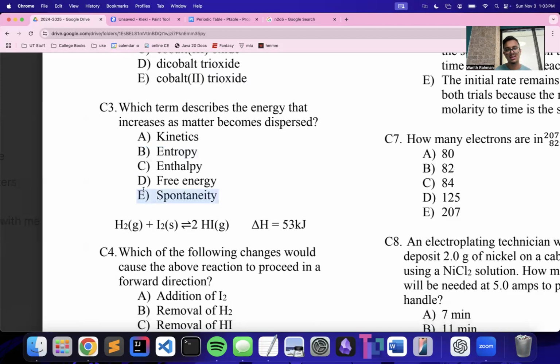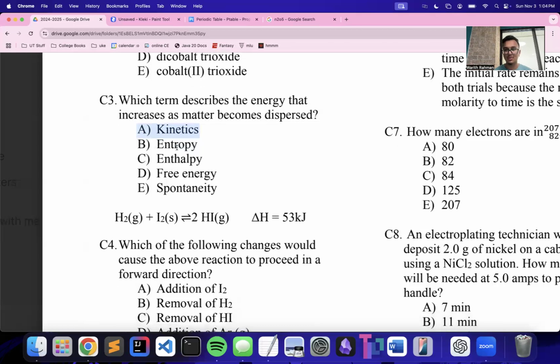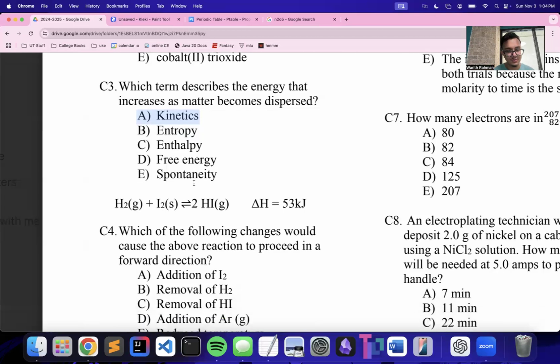Free energy and spontaneity are related concepts that describe how likely a reaction is to happen on its own. For instance, if a reaction is considered spontaneous, it will just happen on its own without any external energy needed. And kinetics just refers to the movement, or the general progress of the reaction. If you've taken AP Chem, that's all unit 5 stuff, like rate constants, activation energy, and so on and so forth.